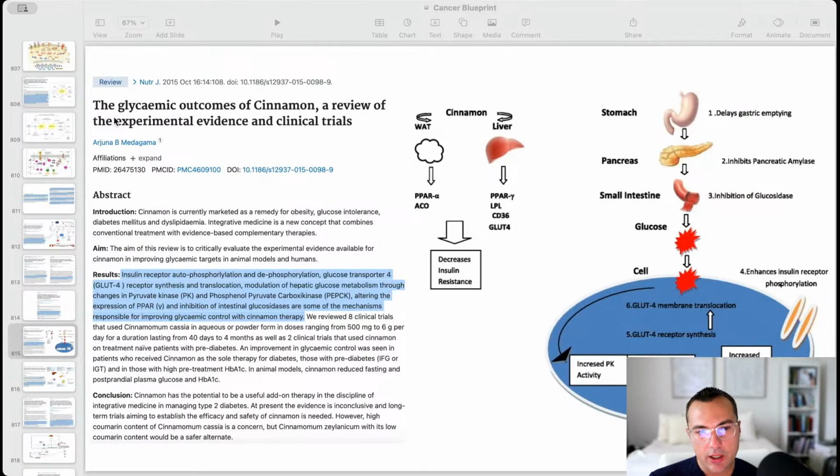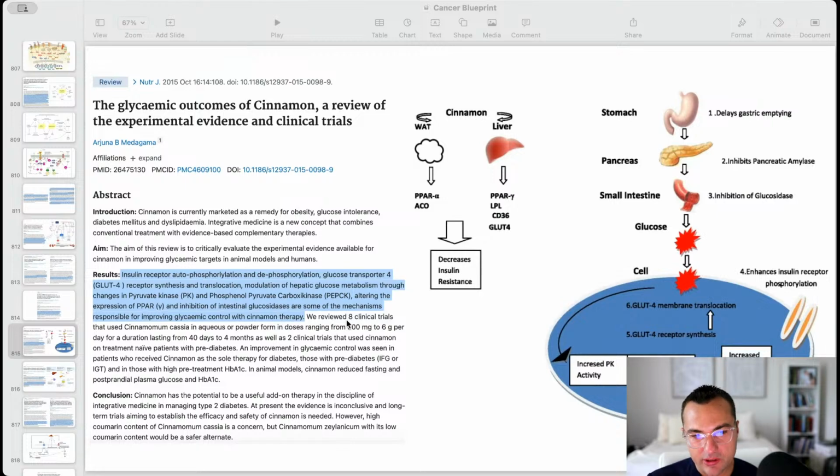This paper is titled The Glycemic Outcomes of Cinnamon, a Review of Experimental Evidence and Clinical Trials, published in 2015. And I'll be honest with you, I really wanted this paper because of the graphic more than anything else. The insulin receptor autophosphorylation and dephosphorylation, glucose transporter 4 receptor synthesis and translocation, modulation of hepatic glucose metabolism through changes in pyruvate kinase and phosphoenolpyruvate carboxykinase, PEPCK, altering expression of PPAR gamma, and inhibition of intestinal glucosidase are just some of the mechanisms responsible for improving glycemic control with cinnamon therapy.